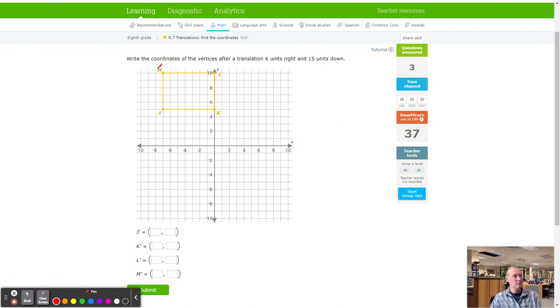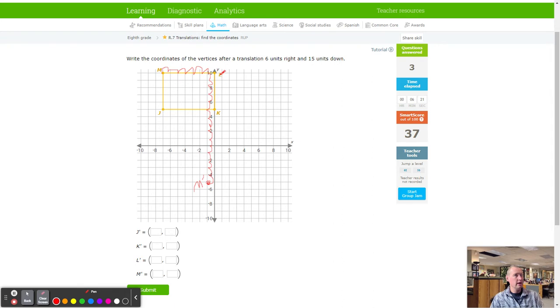Let's try that one more time. M, 6 units only. 1, 2, 3, 4, 5, and 6. All right, so we got 6 there. And now we're going to go down 15. Down 1, down 2, down 3, down 4, down 5, down 6, down 7, down 8, down 9, down 10, 11, 12, 13, negative 14, negative 15. Remember the negative as you go down. So this is going to be M prime.